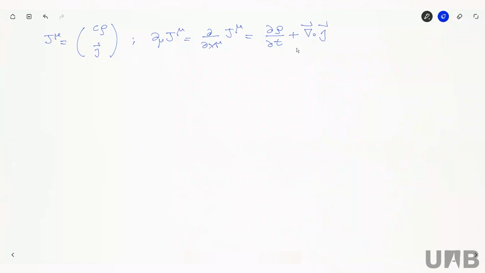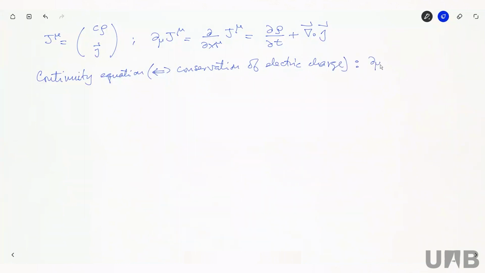So, the so-called continuity equation, which in fact is nothing but the conservation of current, conservation of electric charge, can then be written as d mu J mu equals 0, right? So that would be the way to write the conservation of electric charge in this 4-vector notation.